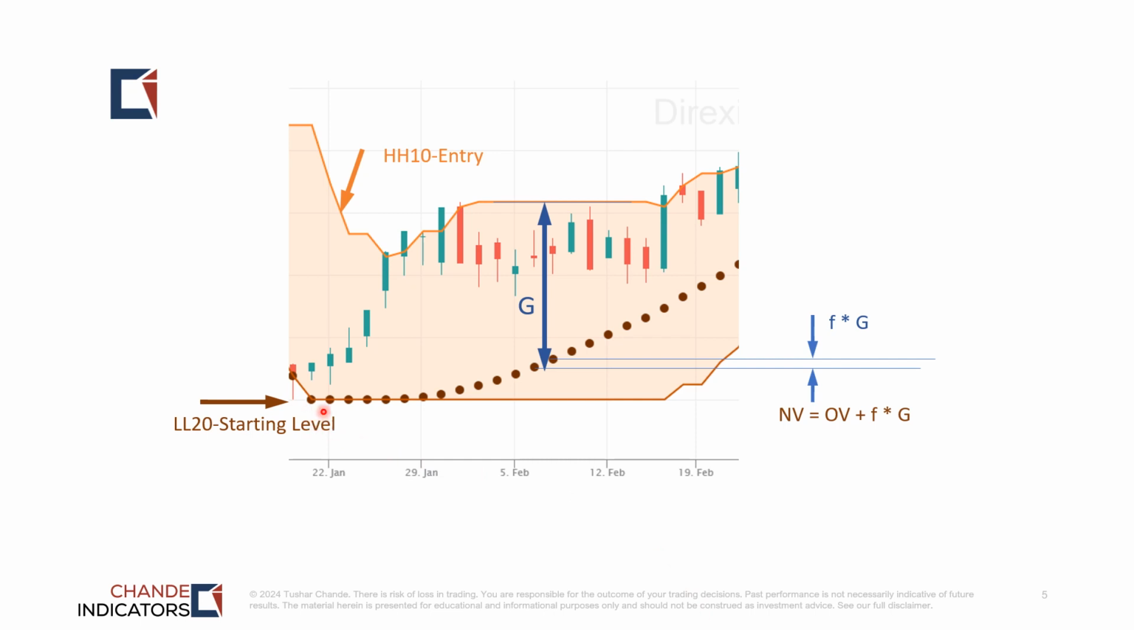We need a starting level and we need a trigger level. The new value is the old value plus some fraction of the gap. The gap is between the old value and the highest high of 10 days, but it could be any value you want. And the fraction f is between 0 and 1. So the larger the value of f, the greater the step size that each day will bring.